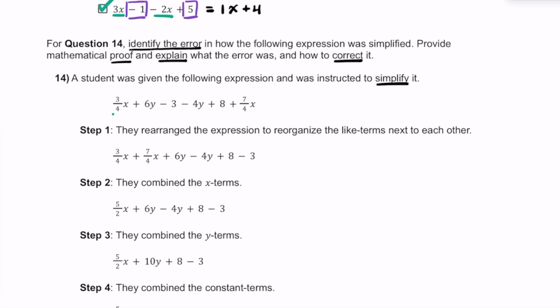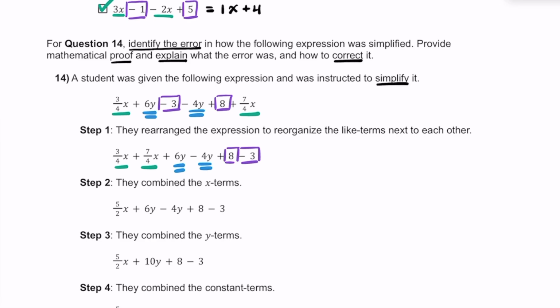Okay, we have 3x. That's 3x, okay. Plus 7/4 x. Okay, so it looks like they put those ones next to each other. That's true. And then we have 6y. So 6y. I'm going to go ahead and double underline those, right? And then minus 4y. Minus 4y. So they put those ones together. And then did they put this minus 3 and plus 8 together? They did. And they also put the positive 8 first to kind of make it easier. 8 minus 3 I think is easier to think about than negative 3 plus 8. So I think this first one's good, right?